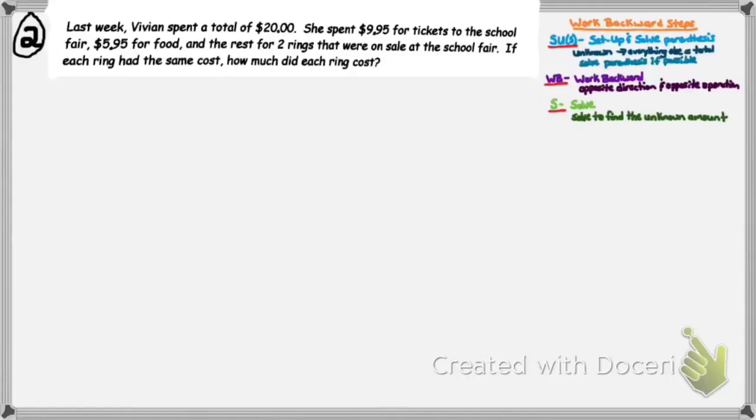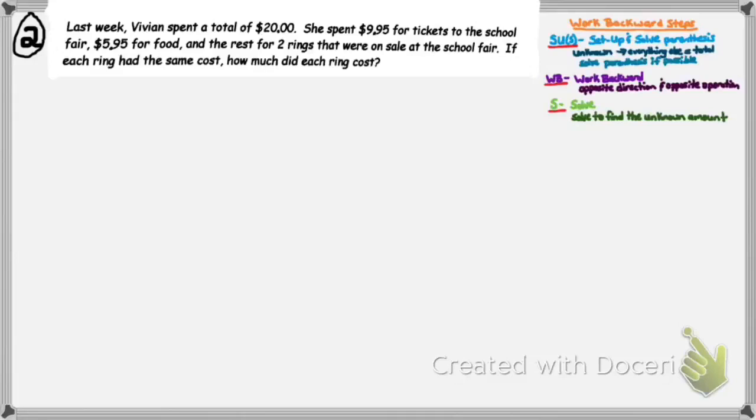Let's take a look at question number 2. Last week, Vivian spent a total of $20. She spent $9.95 for tickets to the school fair, $5.95 for food, and the rest for 2 rings that were on sale at the school fair. If each ring had the same cost, how much did each ring cost?